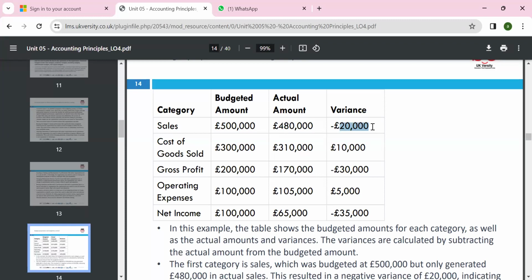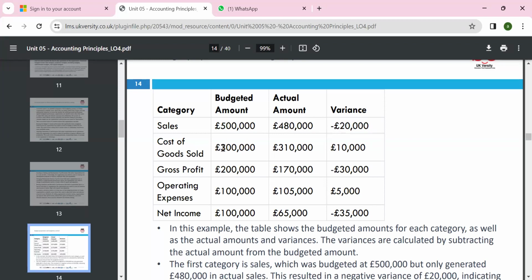So variance is the difference between budgeted and actual. We budgeted sales of 500,000, but actually we sold the goods for 480,000. So there is a variance of 20,000. This is unfavorable because sales should be higher than the budgeted.